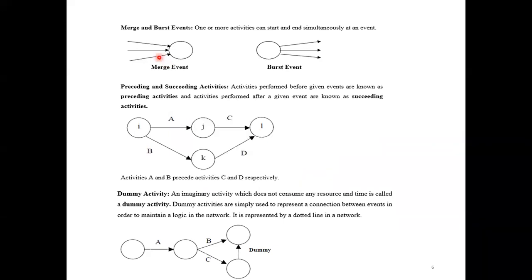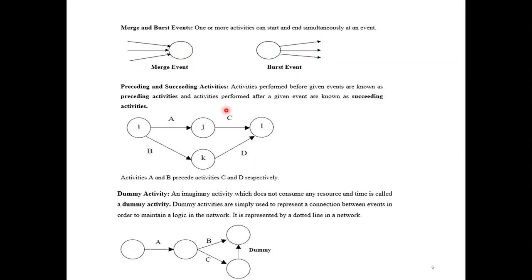Here, merge and burst event means that when we do the diagram, some activities join in at the same time. And from one event, at the same time, parallelly, some activities may start. That means a merge and burst event. When more than one activity ends together with one event, that's a merge event. Sometimes more than one activity will burst from one event. So this is called a burst event.